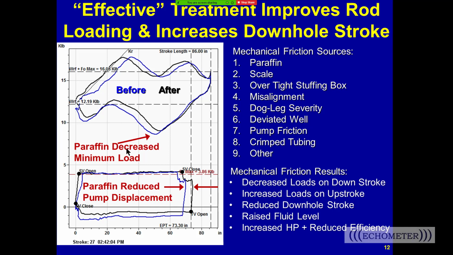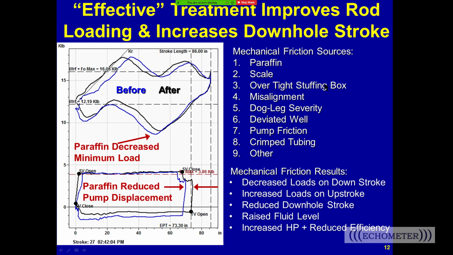and once the well is treated, in this case treated for paraffin with hot water, the minimum loads in the pump card came up, the pump stroke got longer, the peak load went down, and the minimum load came up. And this is an example of some type of mechanical friction. In this case it was paraffin, but it could be scale.